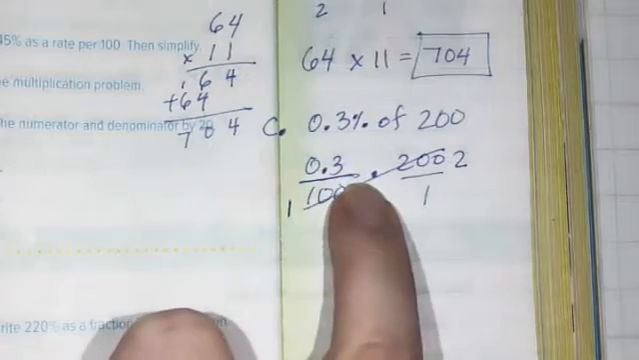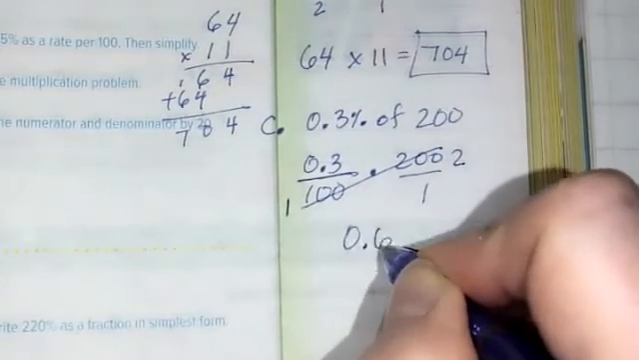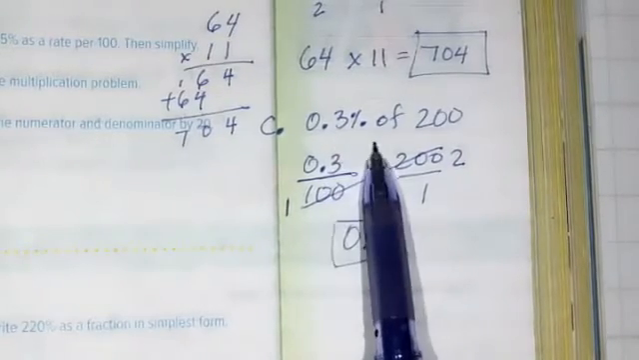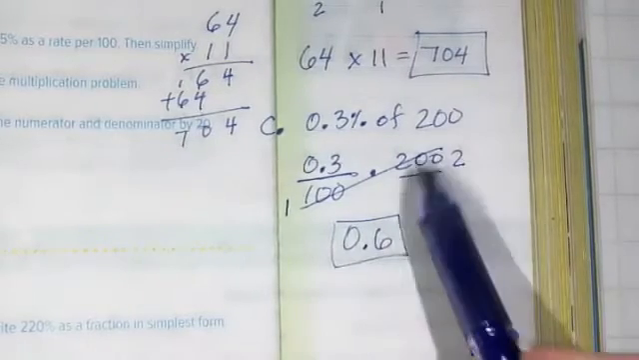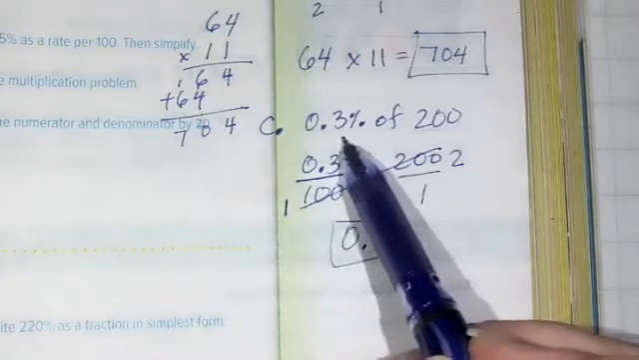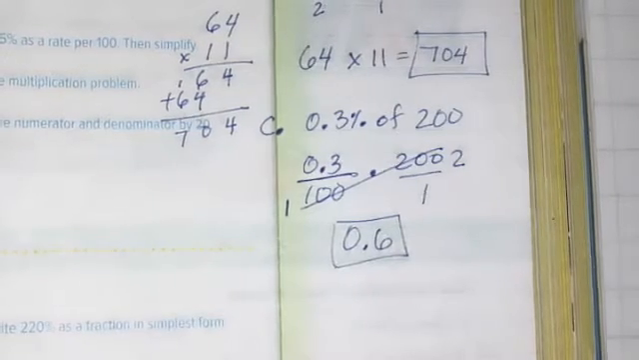So we have 0.3 times 2, or 0.3 doubles, is 0.6. So 0.3% of 200 is 0.6. That makes sense. 0.3% of 100 would be 0.3. Doubles would give us the 0.6. So that is a very reasonable answer. 0.6.